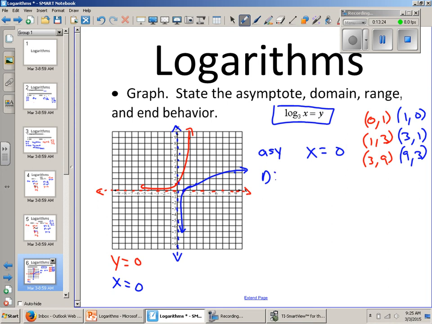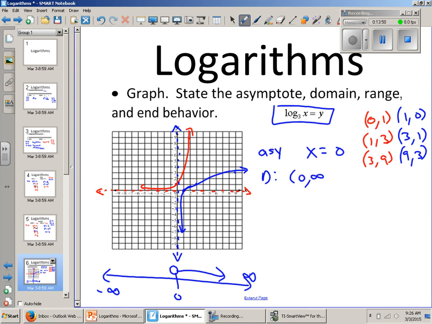My domain. If I draw my domain line here, do I have an important point? Yes, I do. It's that asymptote. It's at 0. Open circle because it doesn't touch the asymptote, and the graph only goes to the right. It does not go to the left. So my domain is between 0 and infinity, or I could say x is greater than 0.